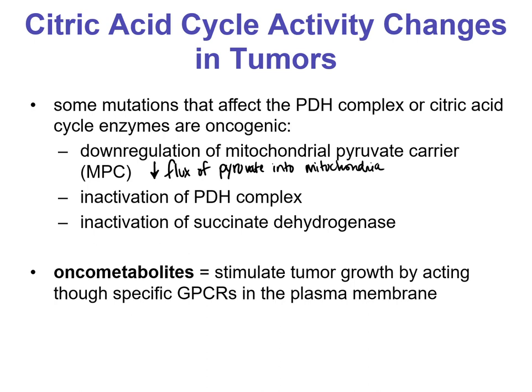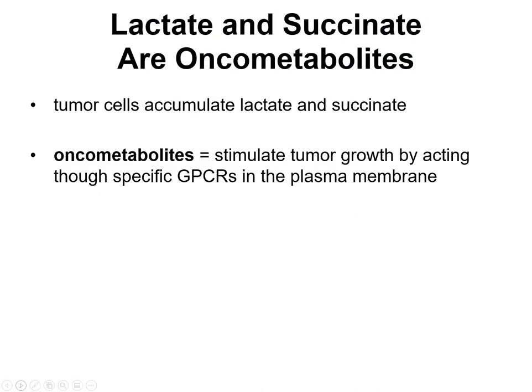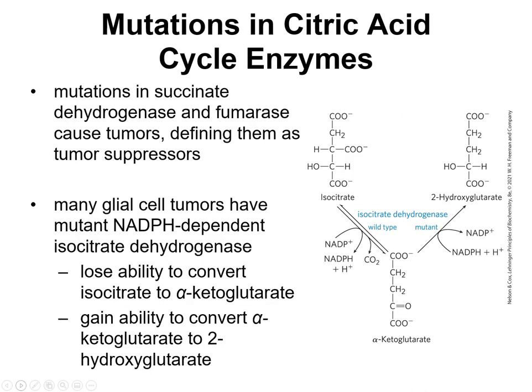Oncometabolites are ones that stimulate tumor growth by acting through specific G protein coupled receptors in the plasma membrane. So some of the metabolites can go and signal for other things to happen. These signal cascades occur, and they favor tumor growth. Lactate and succinate are two such oncometabolites. So they will stimulate unbridled, unchecked cell growth. Mutations in succinate dehydrogenase and fumarase can cause tumors, which means that they're considered tumor suppressors.